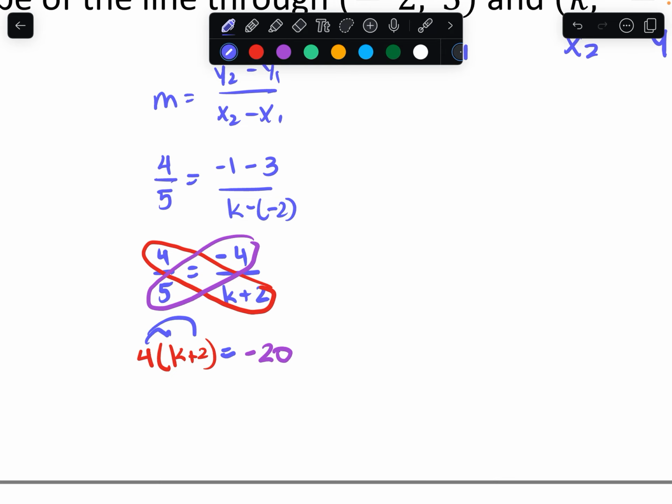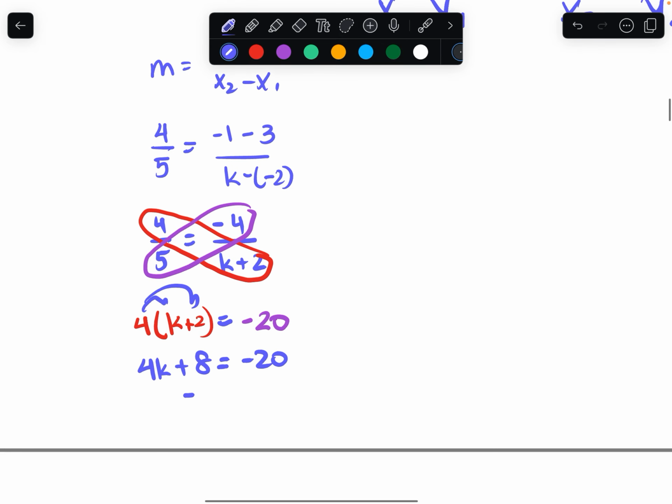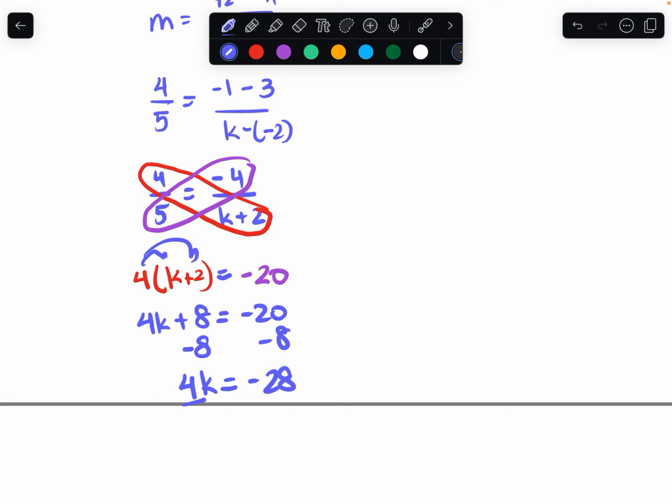Use my distributive property first. I have 4k plus 8 equals -20. Let's solve for k. I subtract 8 from both sides. I have 4k is equal to -28. Last step is divide by 4. Divide by 4. I got k to equal -7. Okay?